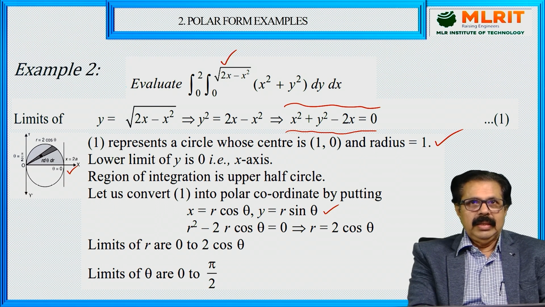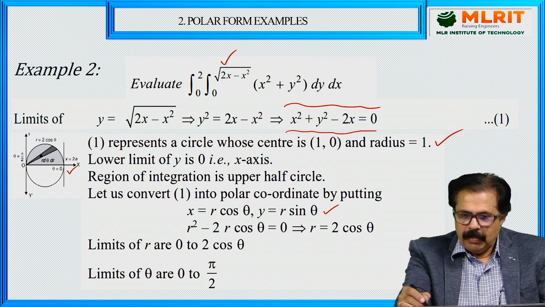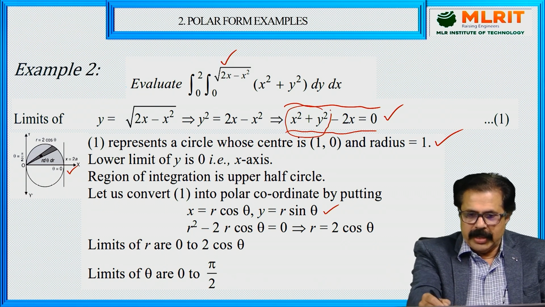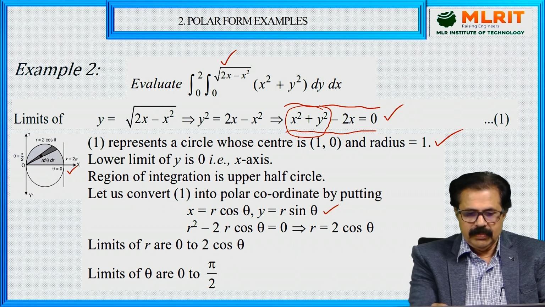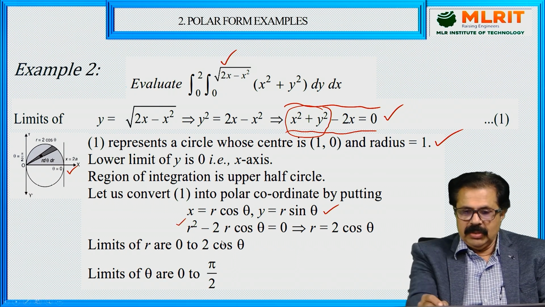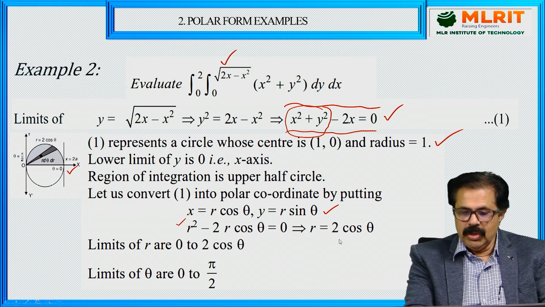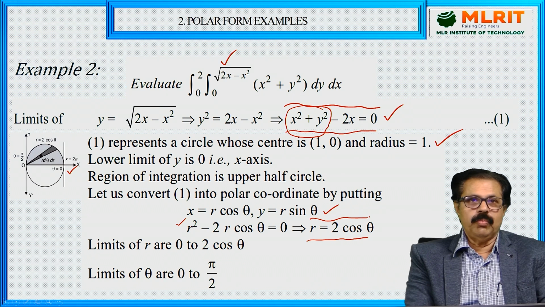Then, x square plus y square minus 2x. x square plus y square is r square, minus 2x, 2r cos theta, equal to 0. Now you solve this, you get r is equal to 2 cos theta. So that is the equation of the circle in polar form.